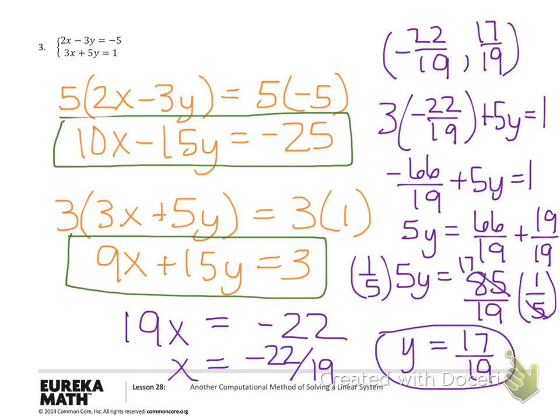Okay, so that one's kind of ugly, but you can see, you can estimate what those numbers are. That's a little over -1, right? -1 and then some. And 17 19ths is just shy of 1. So that's where those two lines should intersect.